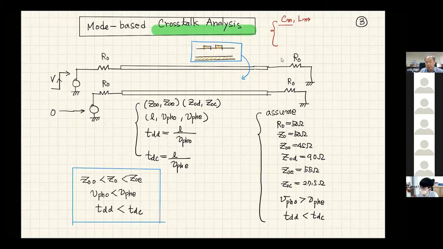However, when your system clock frequency goes over 100 megahertz into the gigahertz range, I think the mutual inductance effect is emerging as important as mutual capacitance. You have to combine them together to apply the analysis of crosstalk. But over the gigabit per second range of interconnections, I would apply mode analysis. This is circuit theory. CM, LM is based on circuit theory, but mode theory is more like microwave theory.